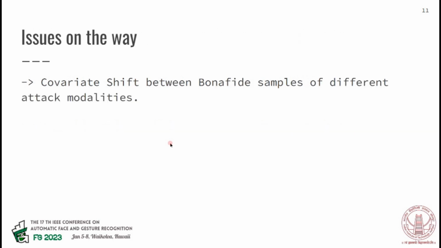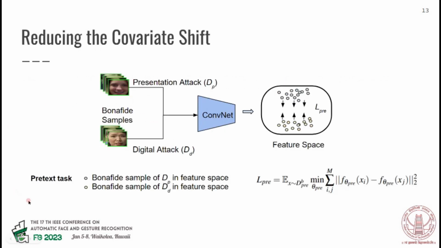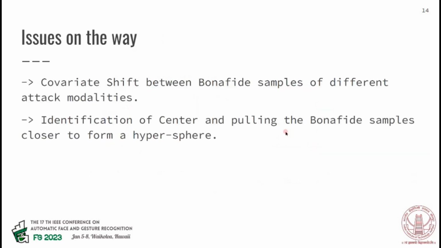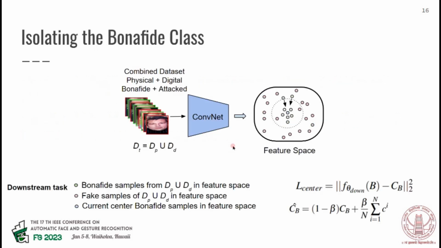One issue we would face to do that is the occurrence of covariate shift between the bona fide samples coming from different attack modalities. For this, we perform a pretext task where we combine the bona fide samples coming from physical attacks and digital attacks, and then we reduce the distance in the feature space. The other issue that we would face is pulling closer the bona fide samples to form a hypersphere.